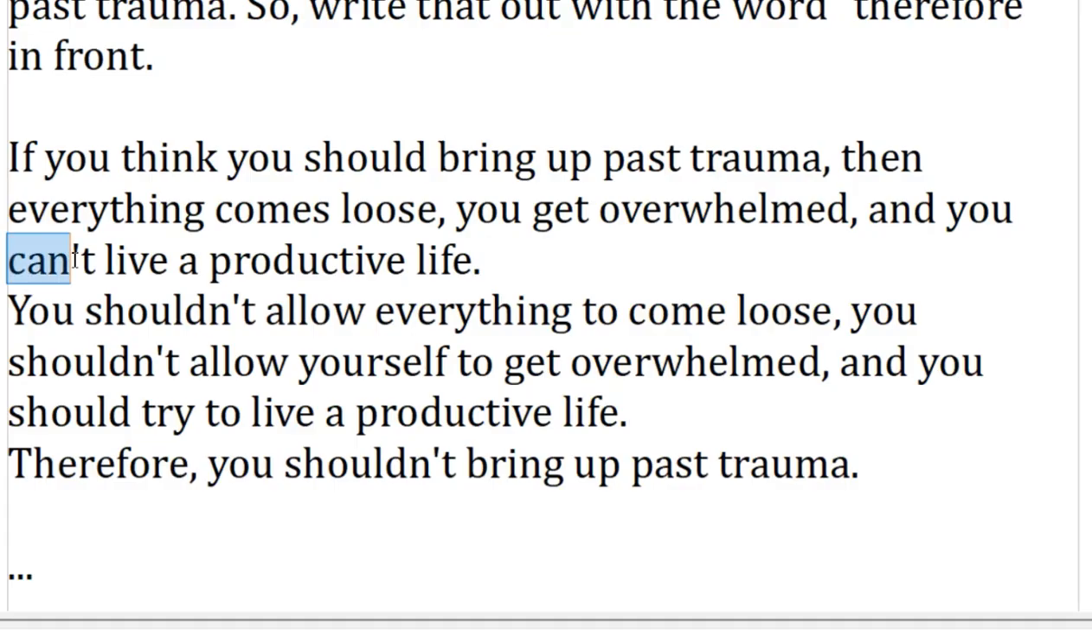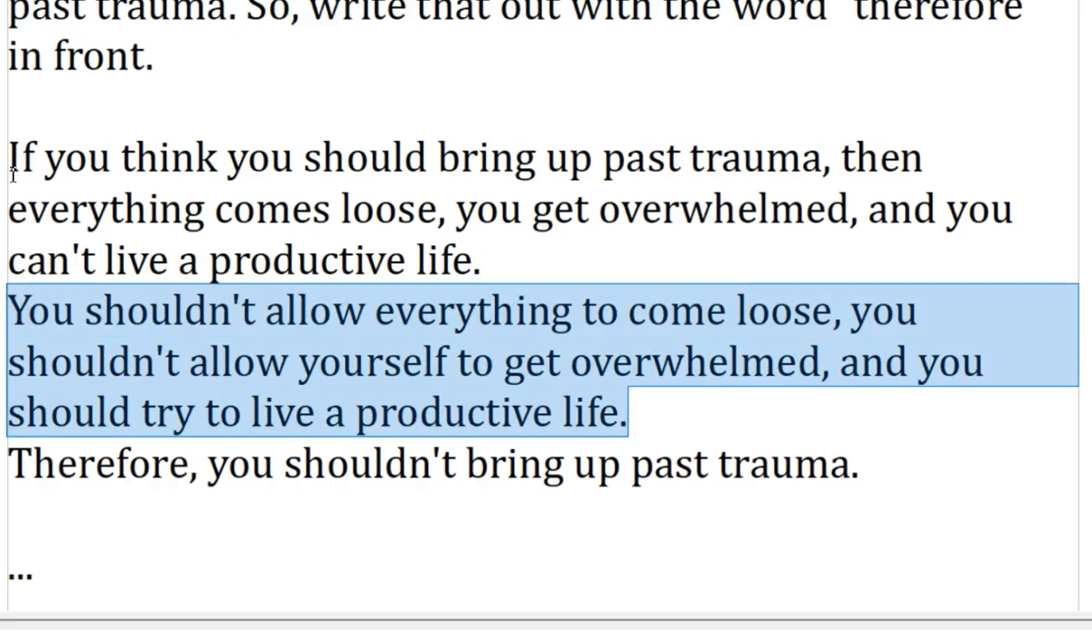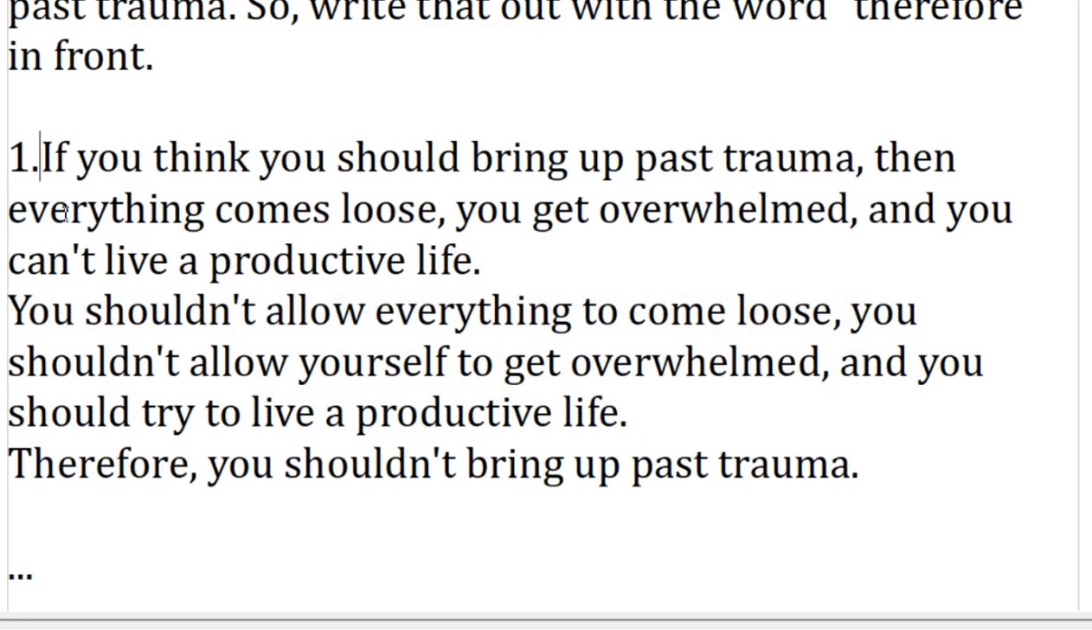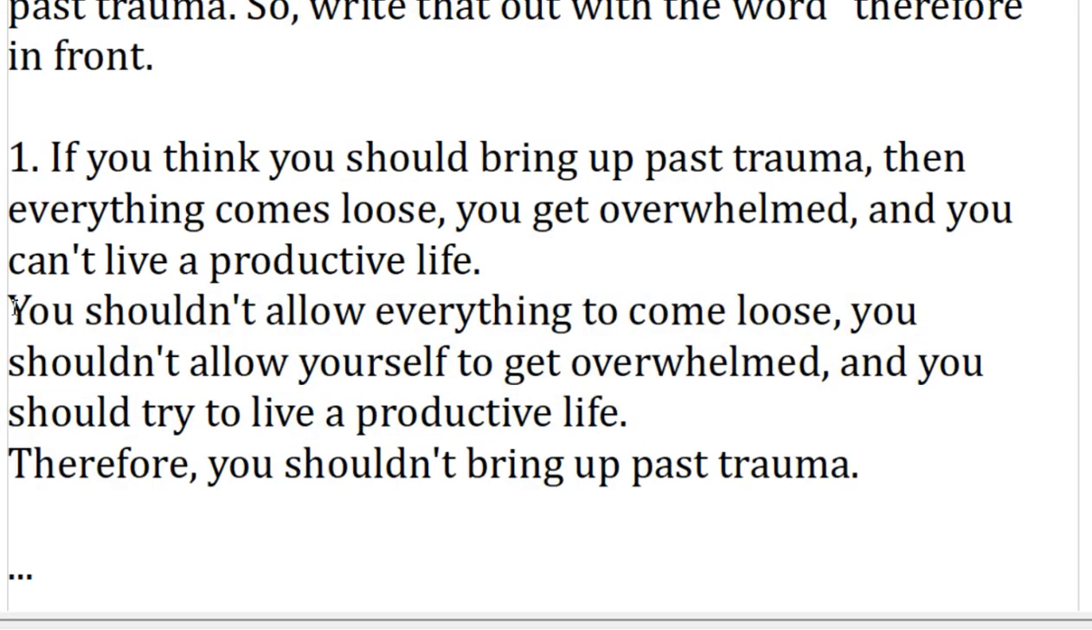Notice how it says can't live a productive life. And so if you're trying to live a productive life, you are negating this idea of can't. You're saying no to the can't. And so here in this step, you have the negation of B. So now you put in your numbers.